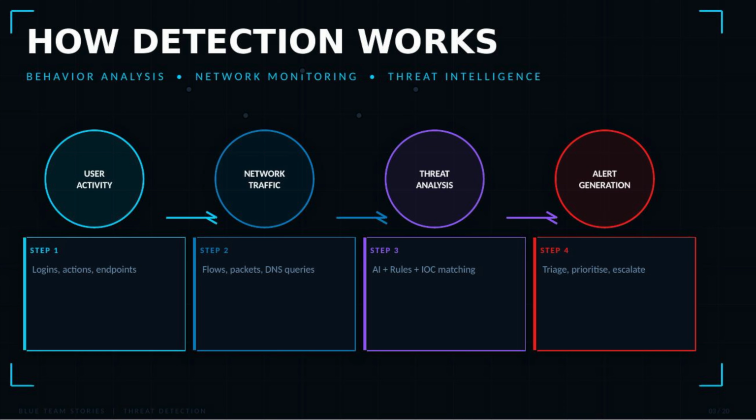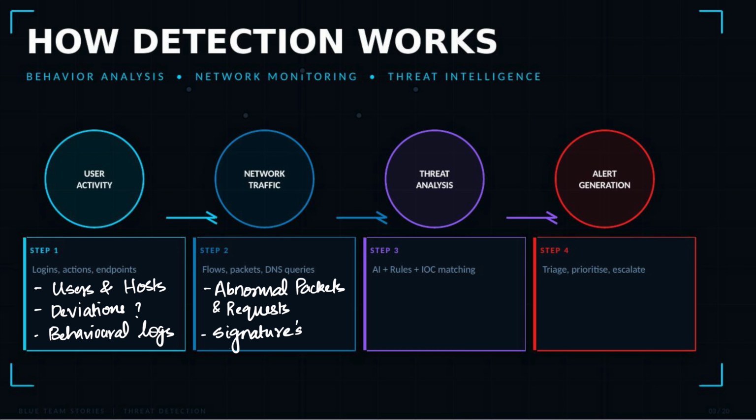The first layer is user activity monitoring. This includes tracking user behavior, login activity, file access patterns, commands executed on systems, and actions performed on endpoints or hosts. The second layer is network traffic analysis. This involves monitoring network flows, packets, DNS requests, internet connections, and communication between devices. All of this information is then sent into a threat analysis engine.